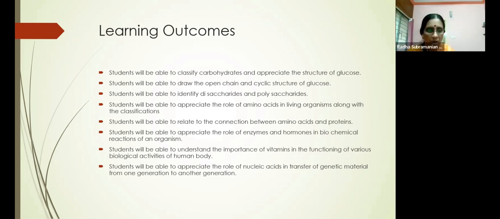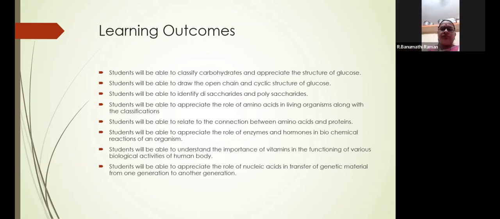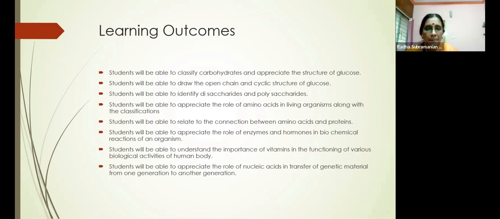Hormones, I understand, are not for evaluation. It is there in the textbook, added as an appendix, an additional page at the last part. They've not integrated it with biomolecules yet. At least the older edition has it at the last. But just knowing it is not going to hurt the child. Students will be able to understand the importance of vitamins in the function. Yes, this is very, very important.